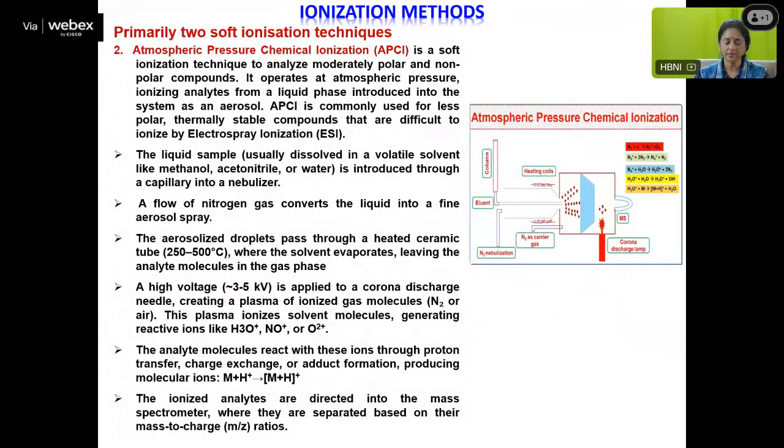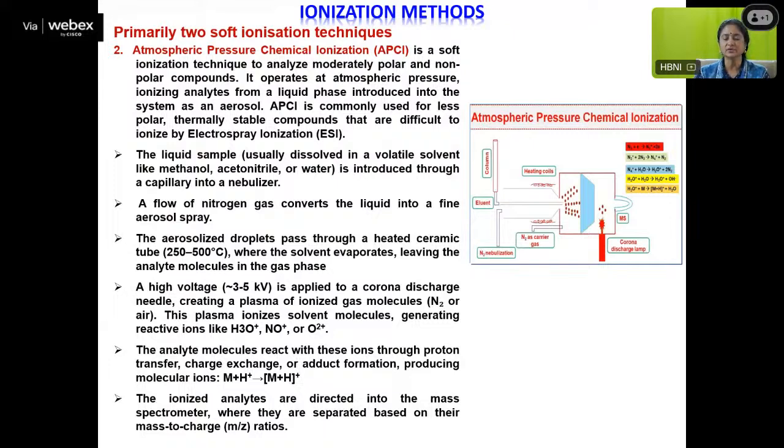The second type of ionization is atmospheric pressure chemical ionization, or APCI. It is again a soft ionization technique, used to analyze moderately polar and non-polar compounds. It operates at atmospheric pressure, and therefore the name, ionizing analytes from a liquid phase introduced into the system as an aerosol. APCI is commonly used for less polar, thermally stable compounds that are difficult to ionize by electrospray ionization.